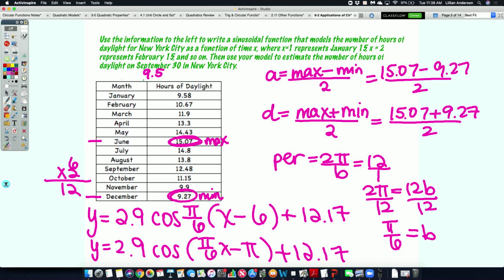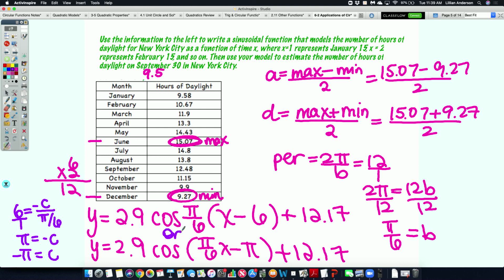If you wanted to do it the other way, once you found out that your phase shift was 6, you could set that equal to negative C over B. You found that B was pi over 6. Multiply both sides, and you'll basically get 6 times pi over 6, which is just pi. So C is negative pi. You could have done it that way, too. It's still the same thing. So either one is the equation to represent the number of hours of daylight in New York City.